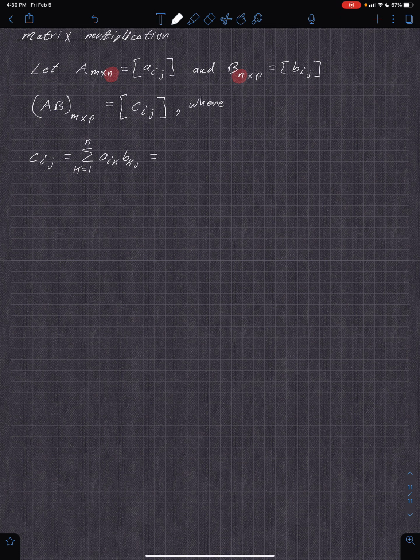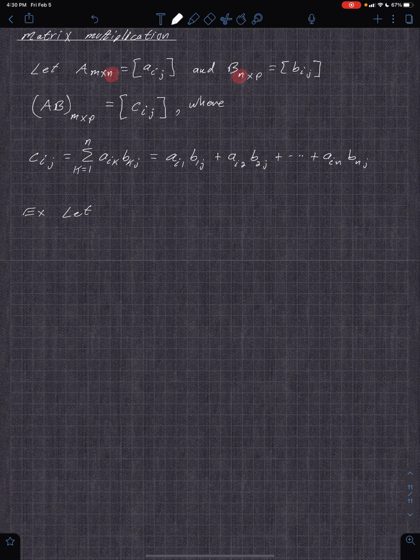So what that looks like as a sum, each entry is A i1 B 1j plus A i2 B 2j, etc., till you get to the end, which is A in and then B nj. So each entry has that form. So let's look at an example.